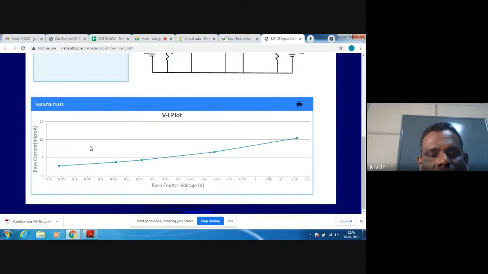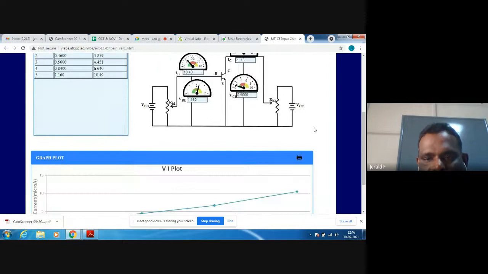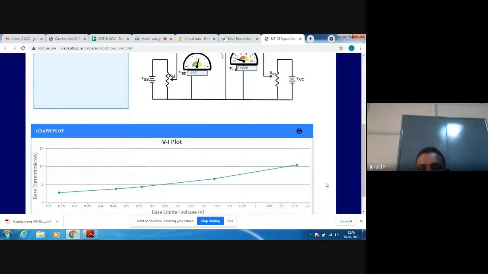How to plot the graph? Gradually you can increase. Normally you can go for this one. Okay, so what is the value? You can gradually increase the value at this point. That is called the common base characteristic also. So this is gradually increasing.